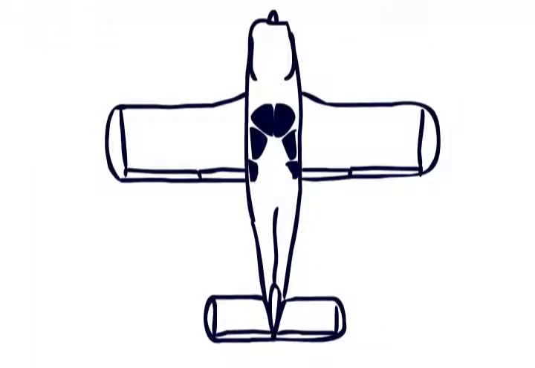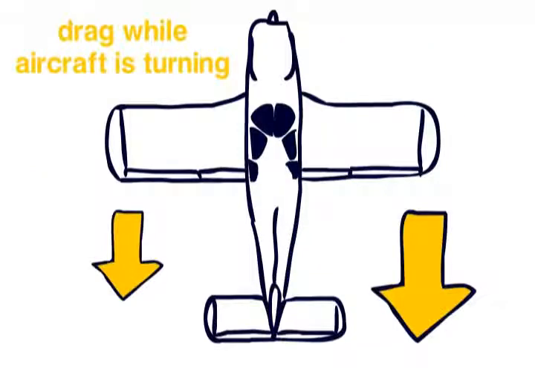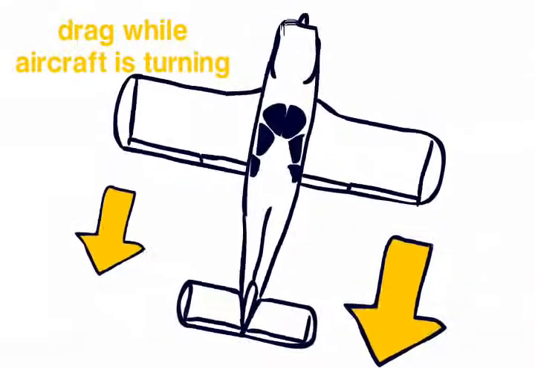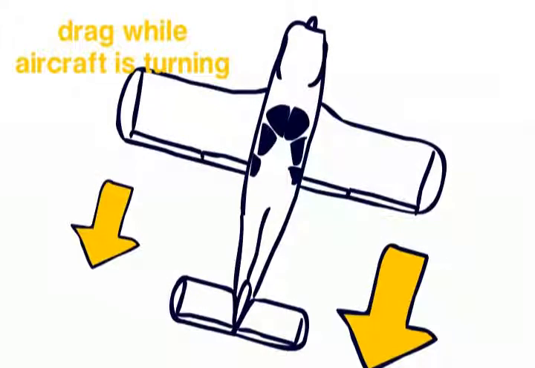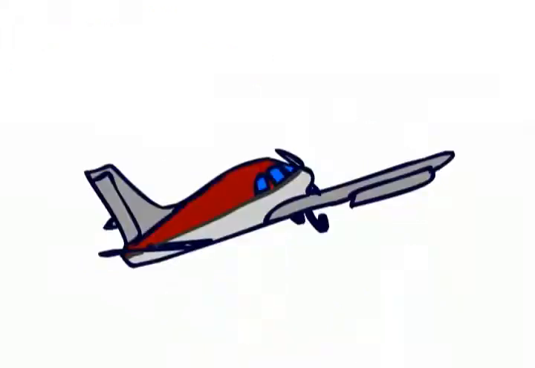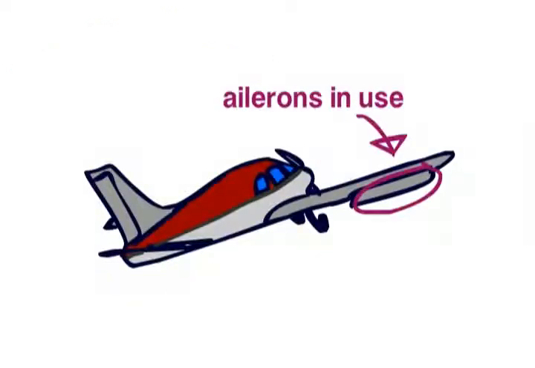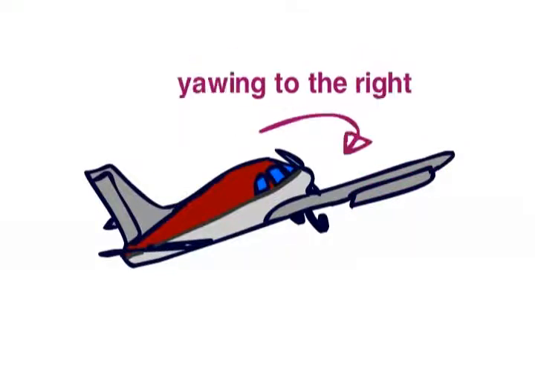Looking at the aircraft from above, and putting in arrows representing the induced drag while the aircraft is turning, should mean that you can see that the aircraft will yaw to the right. You will now have this situation, while the ailerons are in use. The aircraft is rolling to the left, but yawing to the right, and slipping in the turn. This is known as adverse yaw.